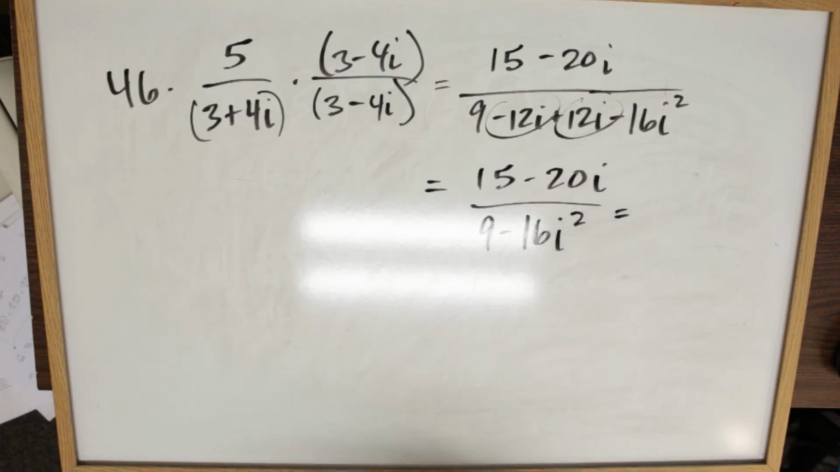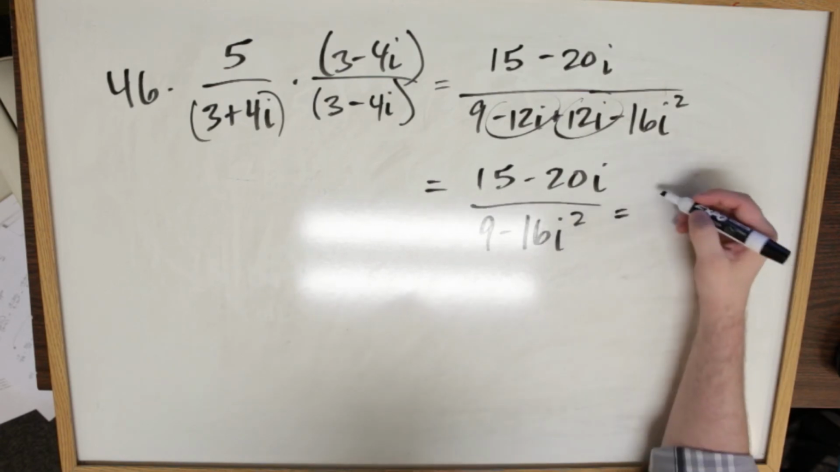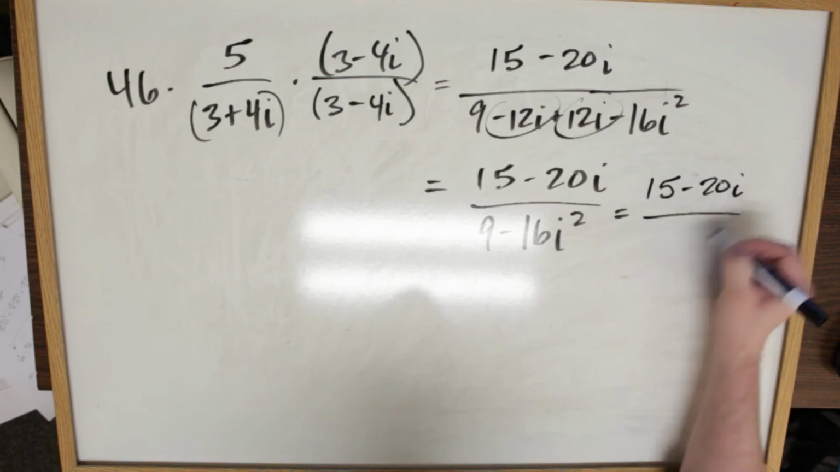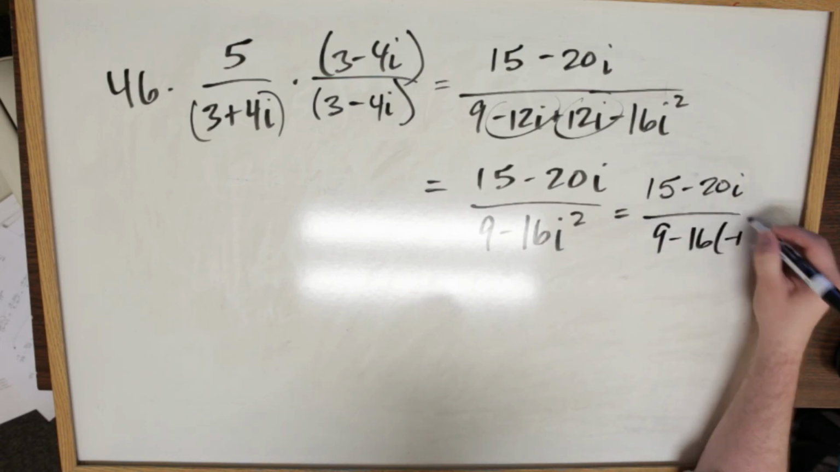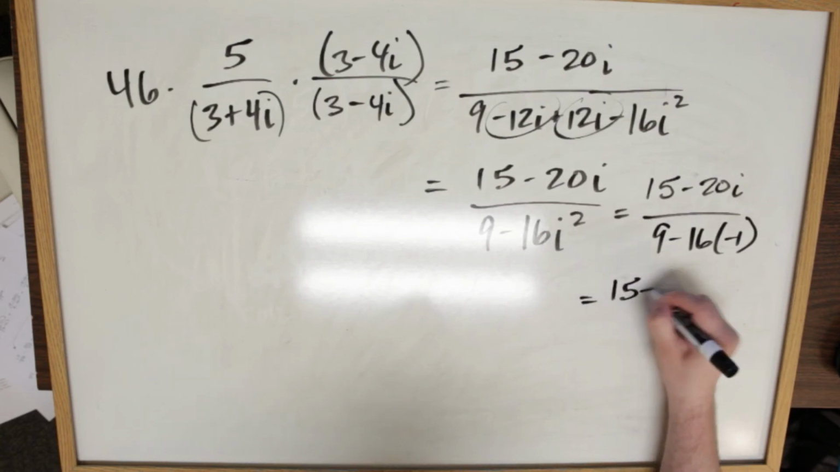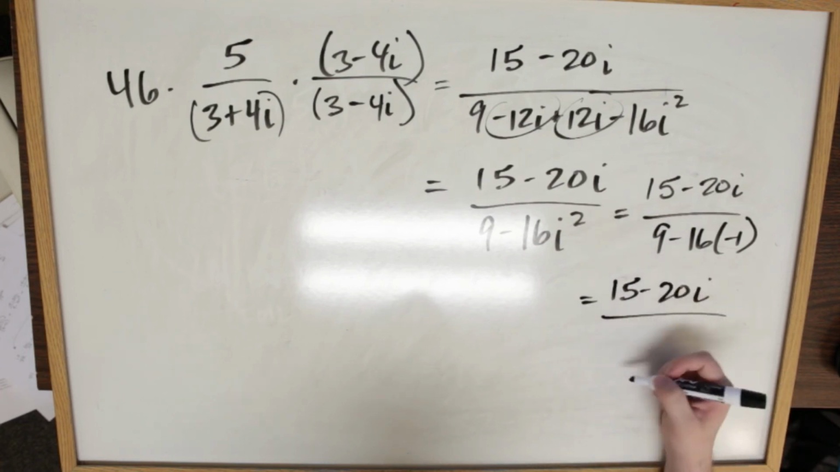Now the 16i squared, the thing about that that's really cool is, remember, we know i squared is just equal to minus 1. So literally this is the same thing as 15 minus 20i divided by 9 minus 16 times minus 1. And again, we can break this down even further. It's 15 minus 20i all over 9 plus 16.